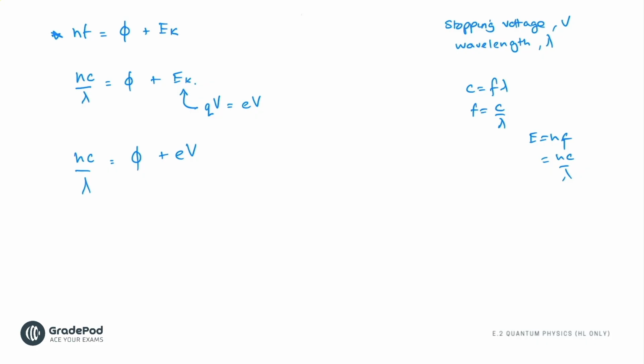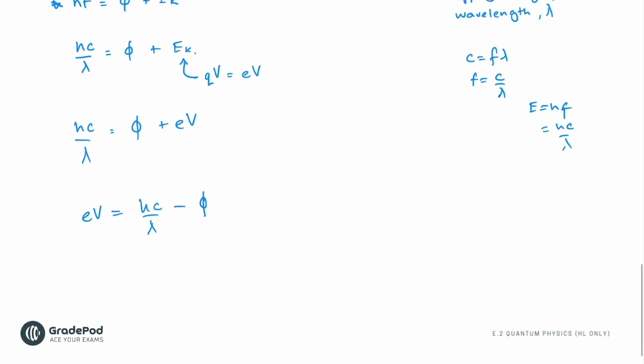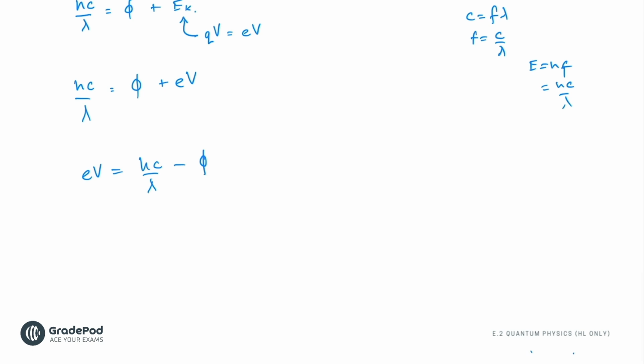I want to have V on the y-axis, so I'm going to rearrange this equation. I'm going to say eV equals hc over lambda minus the work function. And I want to have V on its own on this left-hand side, so I'm going to divide everything by e. V equals hc over e lambda minus the work function over e.